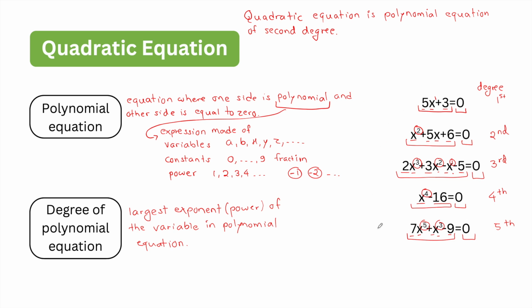Can you say from these equations which one is a quadratic equation? The second one is. Okay, now let's understand the polynomial equation with another equation as well. Here the equation is x to the power minus 2 plus 5x plus 6 is equal to 0. Here x is the variable, and 5 and 6 are constants. However, the power is negative, so this is not a polynomial equation.